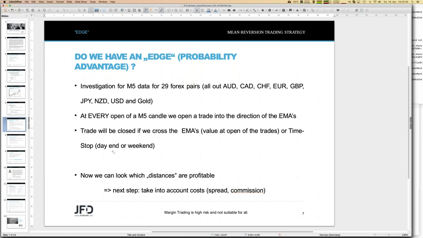If we start exactly in that way, then we can now look at which distances from our EMA value are most profitable, because we can look at it from that perspective. And just in order to investigate that edge, we will start with trades without costs, meaning no spread, no commission. We will investigate that as well, but that's more a principle kind of approach. When it only comes to the question of whether we have an edge, we can disregard costs and first prove that. The next step then will be: is our edge good enough to be better than having those costs of trade involved as well? But that's then the next step.